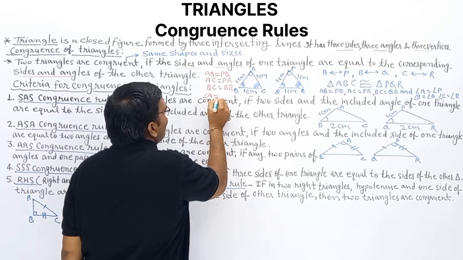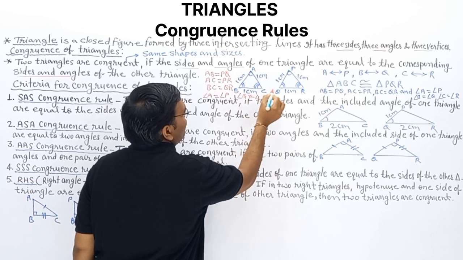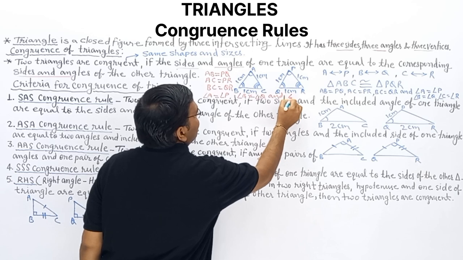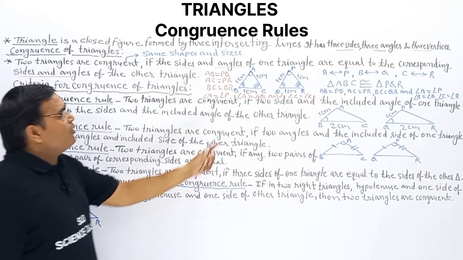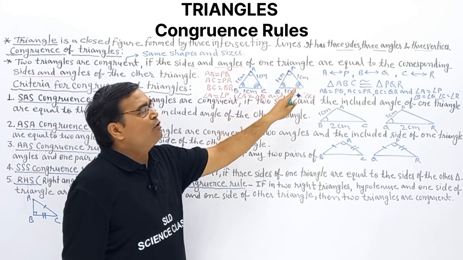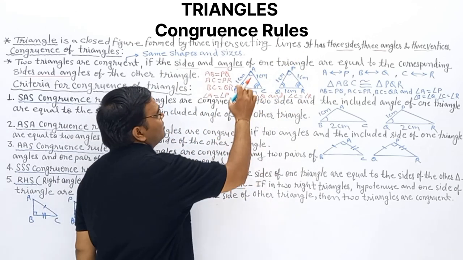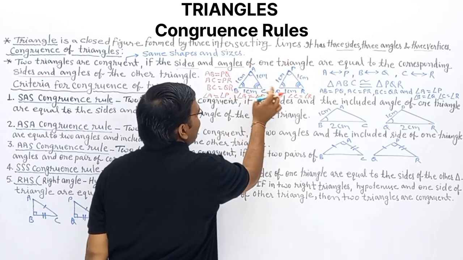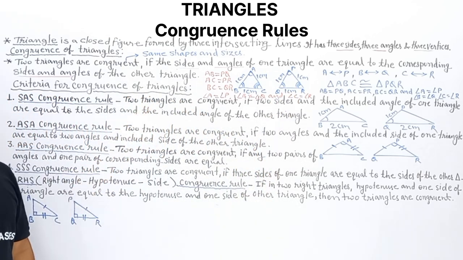Angle A equal to angle P, angle B equal to angle Q and angle C equal to angle R. Observe, the corresponding sides and angles of one triangle are equal to the corresponding sides and angles of the other triangle. This side equals this one, this angle equals this one, and this angle equals this one. Then we can say both triangles are congruent.